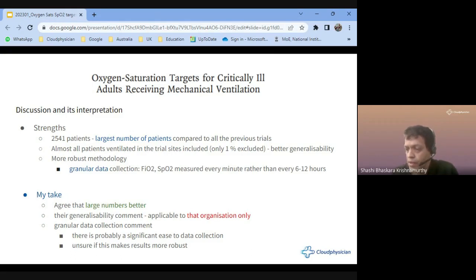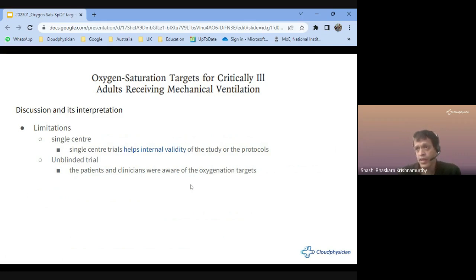If you collect it every minute or every 5 minutes or 1 hour, obviously collecting it every minute might be easier nowadays with more and more digital data being available compared to what it was in the 1980s or even in the early 2000s. So that's the only take I'm taking from their strengths. And coming to their limitations, they have acknowledged the fact that they haven't done a cost analysis, or it's not mentioned in this unless there is some mention in the supplementaries.